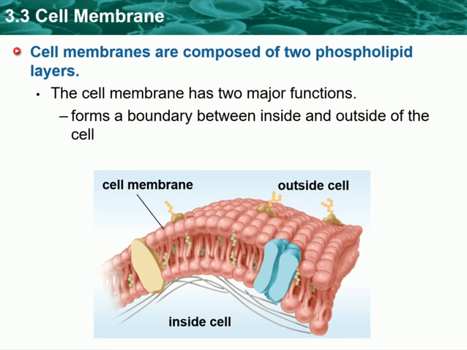A phospholipid is a molecule composed of three basic parts: a charged phosphate group, a glycerol, and two fatty acid chains. Together, the glycerol and the phosphate group form the head of a phospholipid. The fatty acids form the tail. Because the head bears a charge, it is polar.